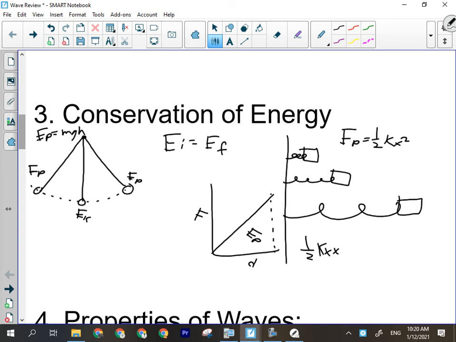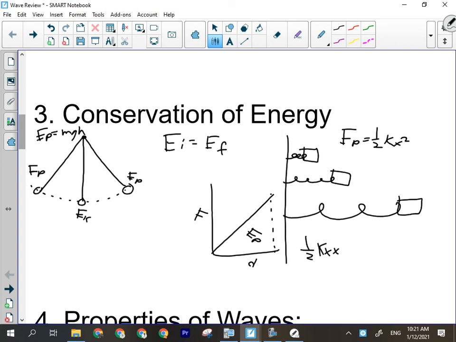All right, so how do we recognize a conservation of energy question? It'll talk about two different points. A Hooke's law question will only talk about one point, and it'll have some mention of speed that a Hooke's law question would not have. It's always going to be comparing two points.